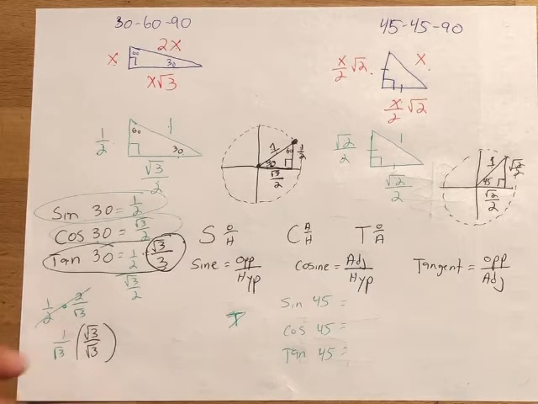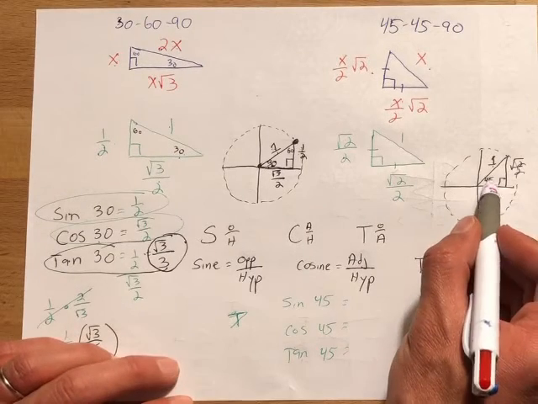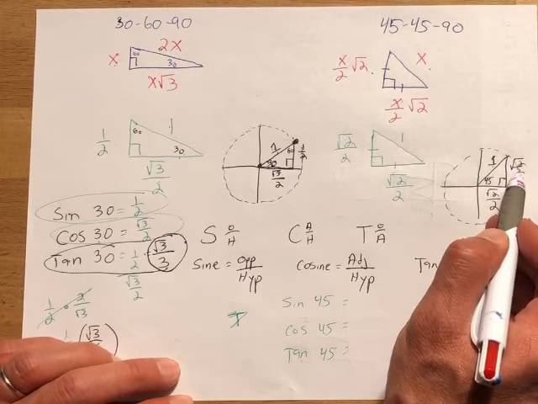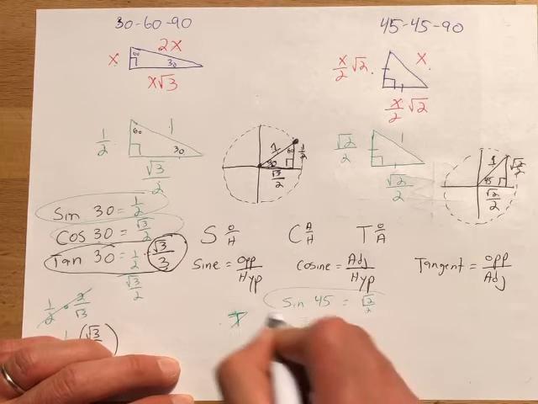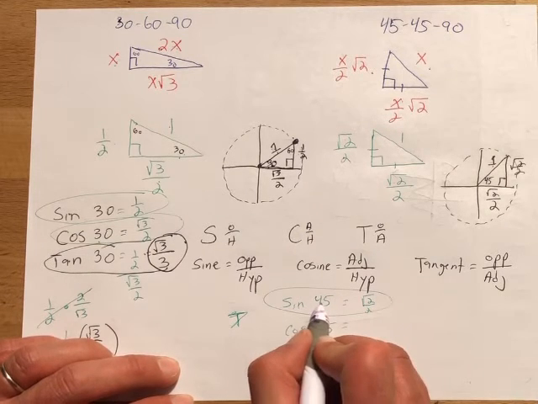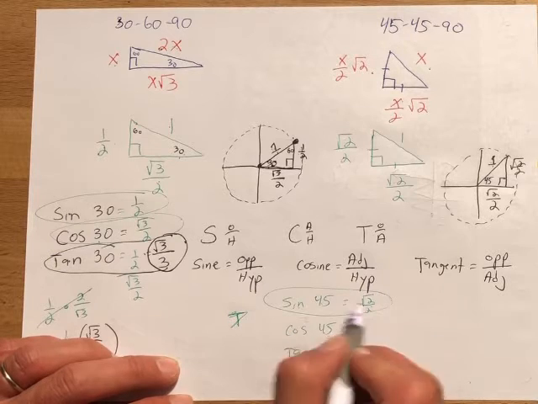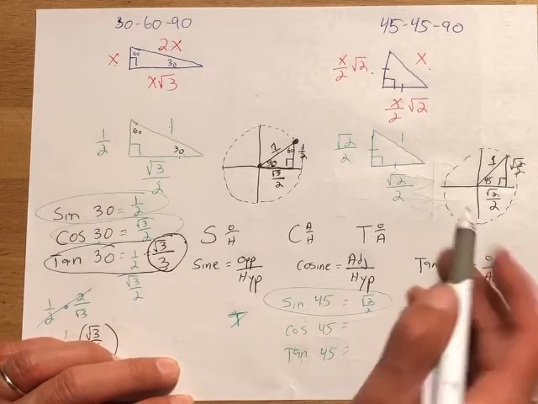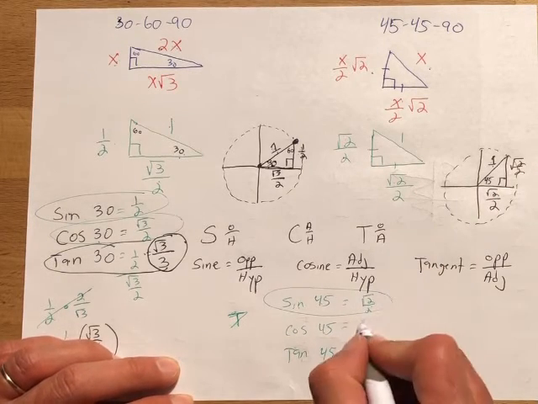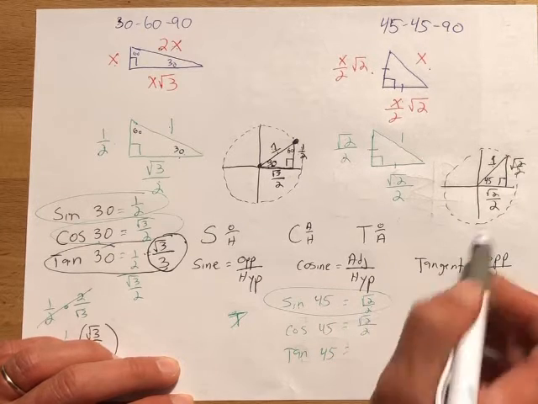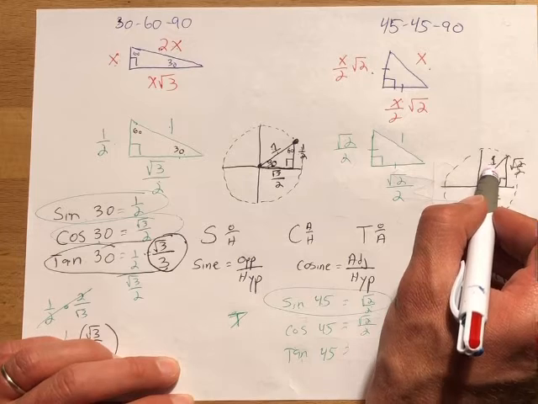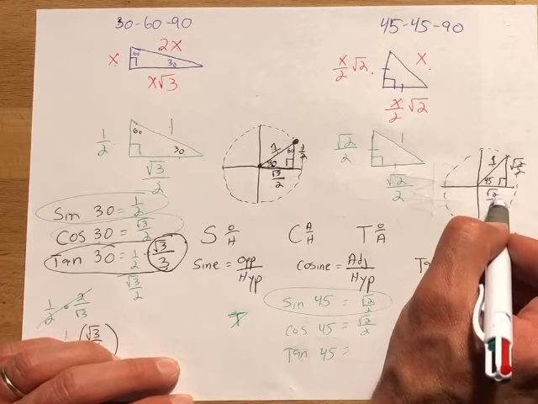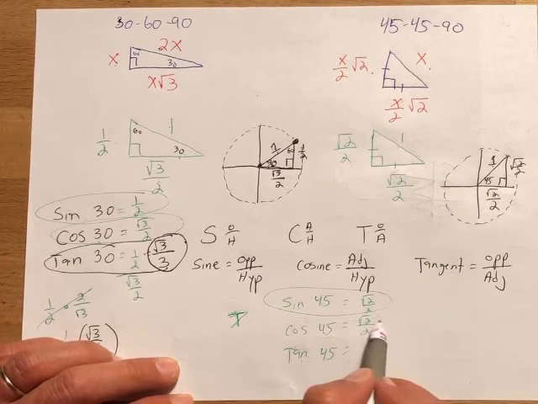Okay, if you paused the video and tried it, sine of 45 is root 2 over 2 over hypotenuse, which is just square root of 2 over 2. So if you plug in your calculator, sine of 45 is going to give you the same value as root 2 over 2. Cosine is the exact same thing, root 2 over 2, because adjacent, root 2 over 2, divided by your hypotenuse, adjacent over hypotenuse, is just root 2 over 2.